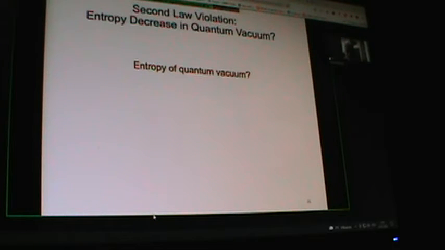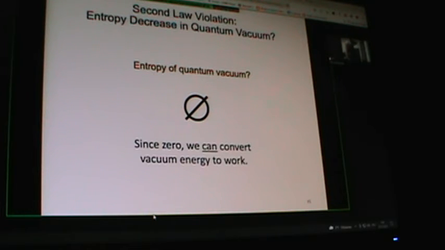So what is the entropy of the quantum vacuum? Well, the standard answer from quantum mechanics is it's a well-defined state. It's the base state for everything, and therefore its entropy is zero. And if its entropy is zero, that means that if we want to convert that energy into work, we're free to do so, because we don't have to throw out any entropy along the way in order to make it work. So at least on a fundamental level, there's no problem in harvesting the zero-point energy from a vacuum.